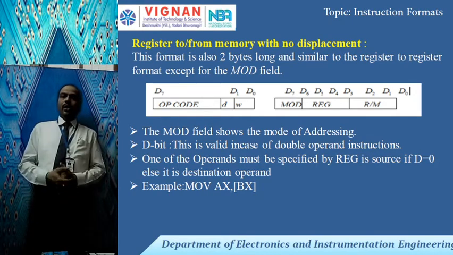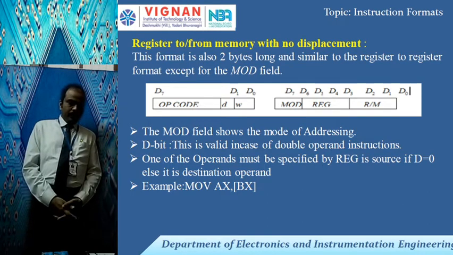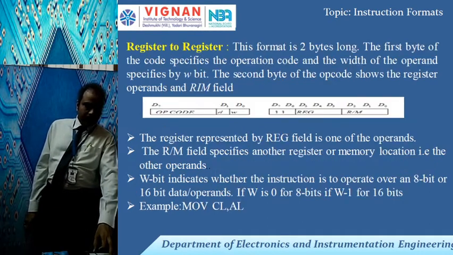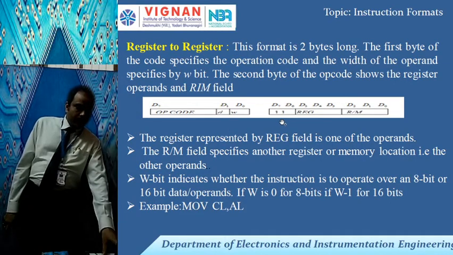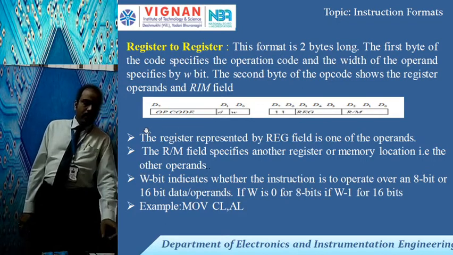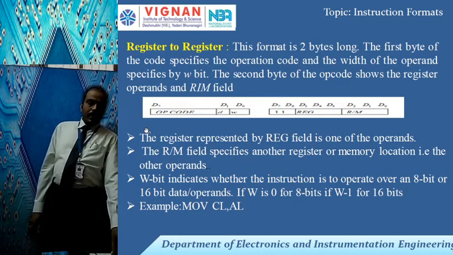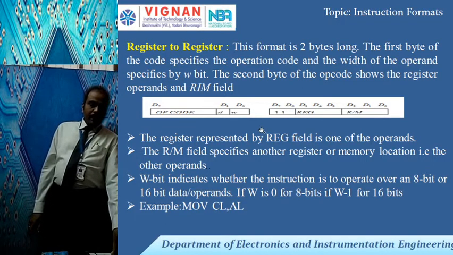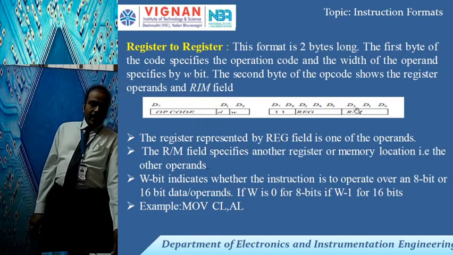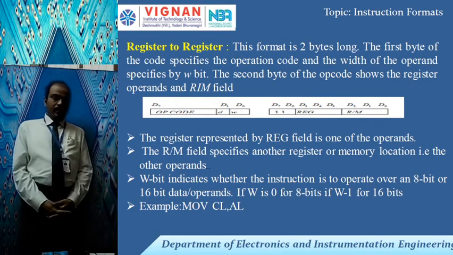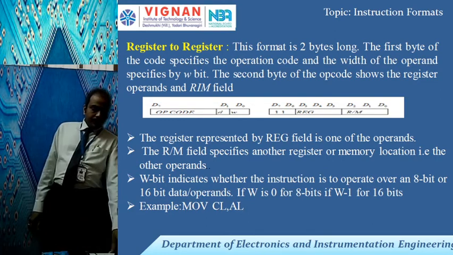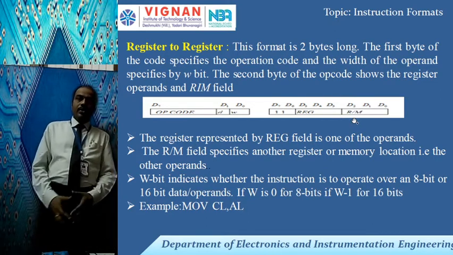These are 2 bytes long. Sorry, extremely sorry. The first byte has the opcode and the width of the operand. The second byte of the opcode shows the register operand and also R/M. By mistake I said MOD, mode of addressing, but it is not there. R/M is the register or memory field.